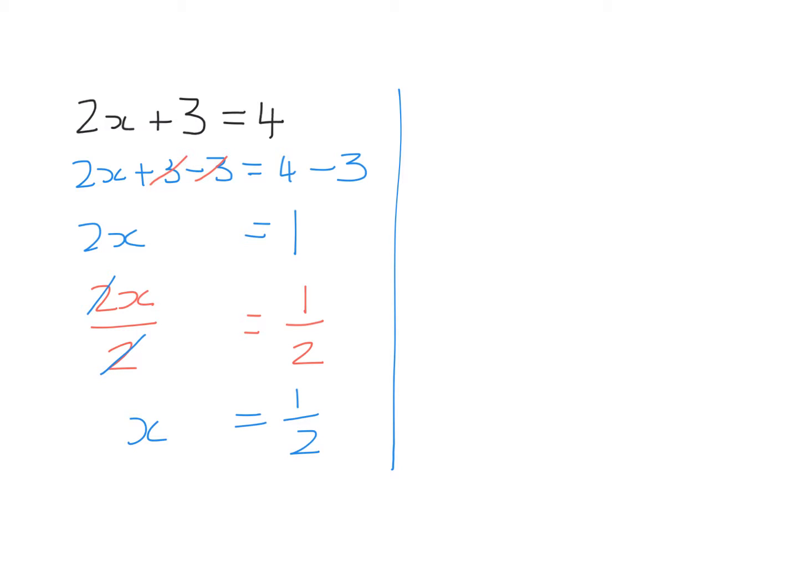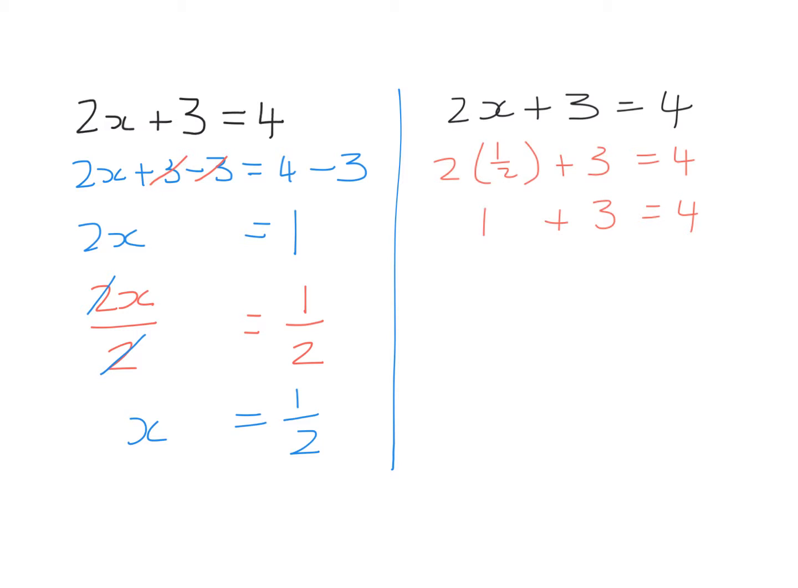In order to check that this is in fact correct, we can now substitute 1/2 into our original equation. So let's do that. 2 multiplied by 1/2 add 3 equals 4. So 2 times 1/2, or 2 lots of 1/2, is 1, add 3 equals 4. Is 1 add 3 equal to 4? Yes, 4 equals 4. Therefore our answer is correct.